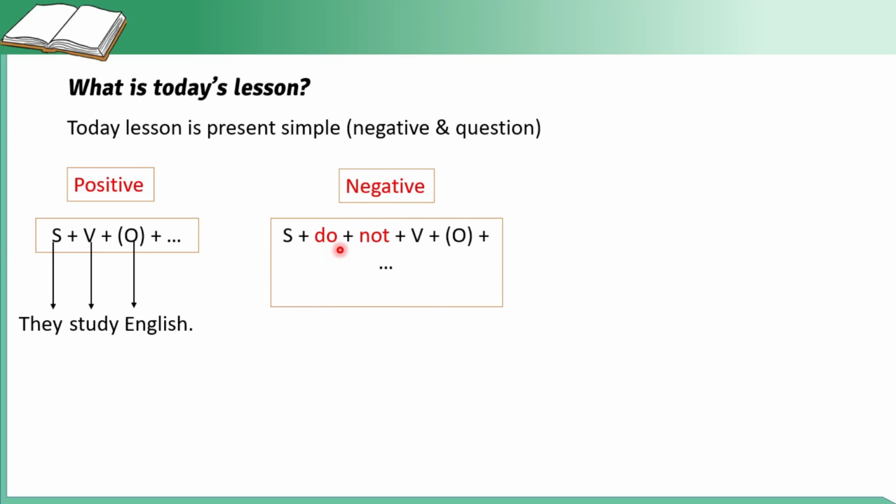Negative, the form subjects plus do plus not plus verb plus objects. Do not we can write short as don't.